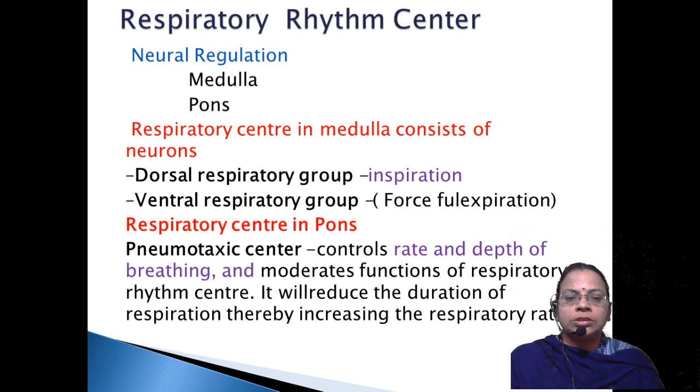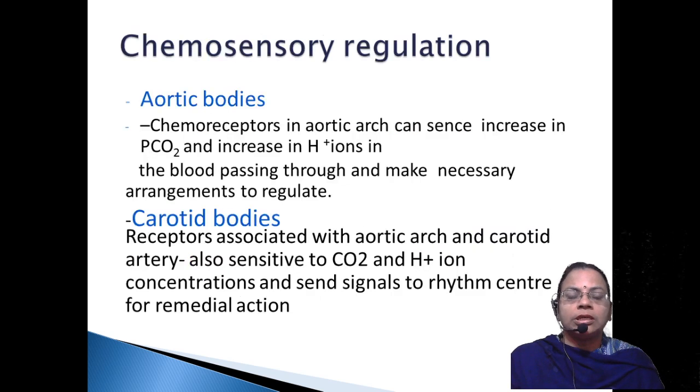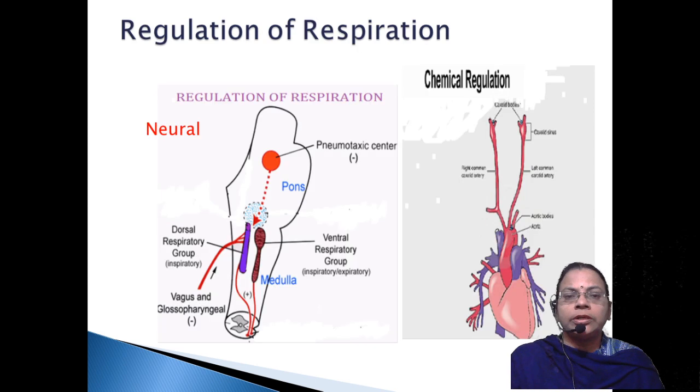It will reduce the duration of respiration, thereby increasing the respiratory rate. Now we'll move on to how the chemical regulation of respiration is taking place. Chemical regulation, chemosensory regulation. There are two sets of receptors. The first one is called the aortic bodies, which are located in the aortic arch. The second set is called the carotid body, which is present in the carotid arch.